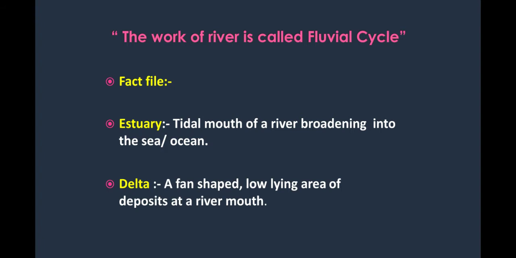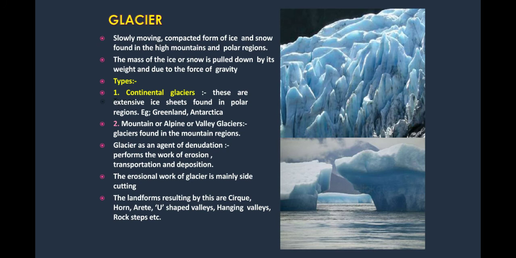Now some of the things you should know: estuary, the tidal mouth of a river broadening into the sea or ocean when it falls there. Then delta, a fan-shaped low-lying area of deposits at a river mouth. Then we go to the glacier, another agent which changes the land, like the action of a river. V-shaped valleys are formed, then waterfalls are formed. Understood? Now what do glaciers do?